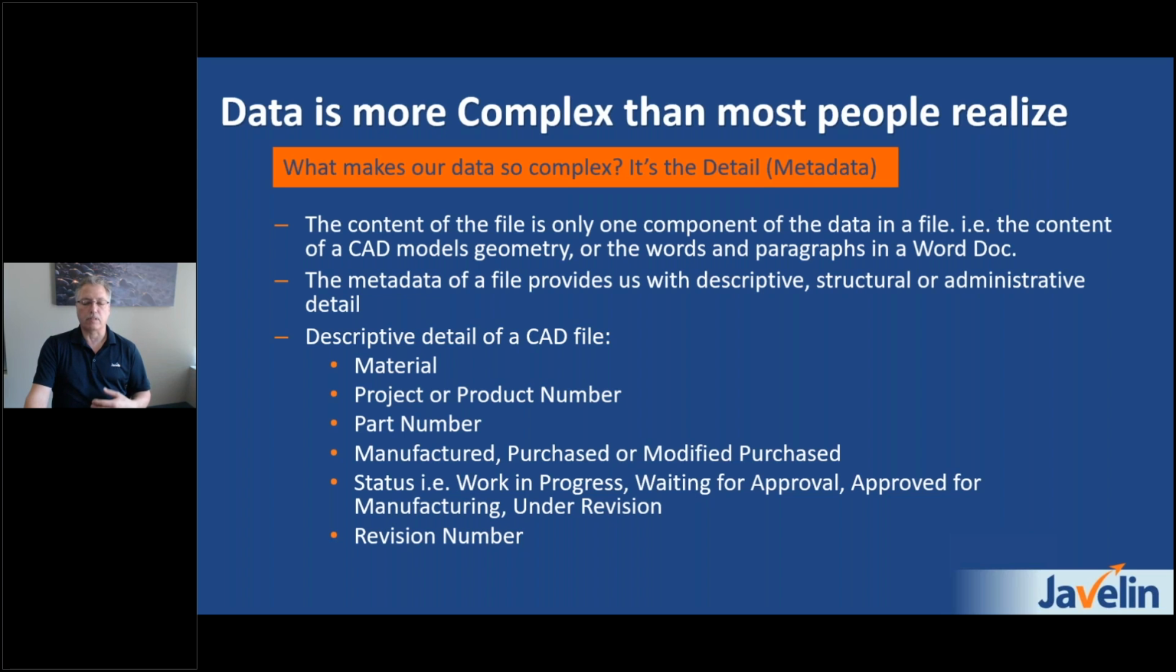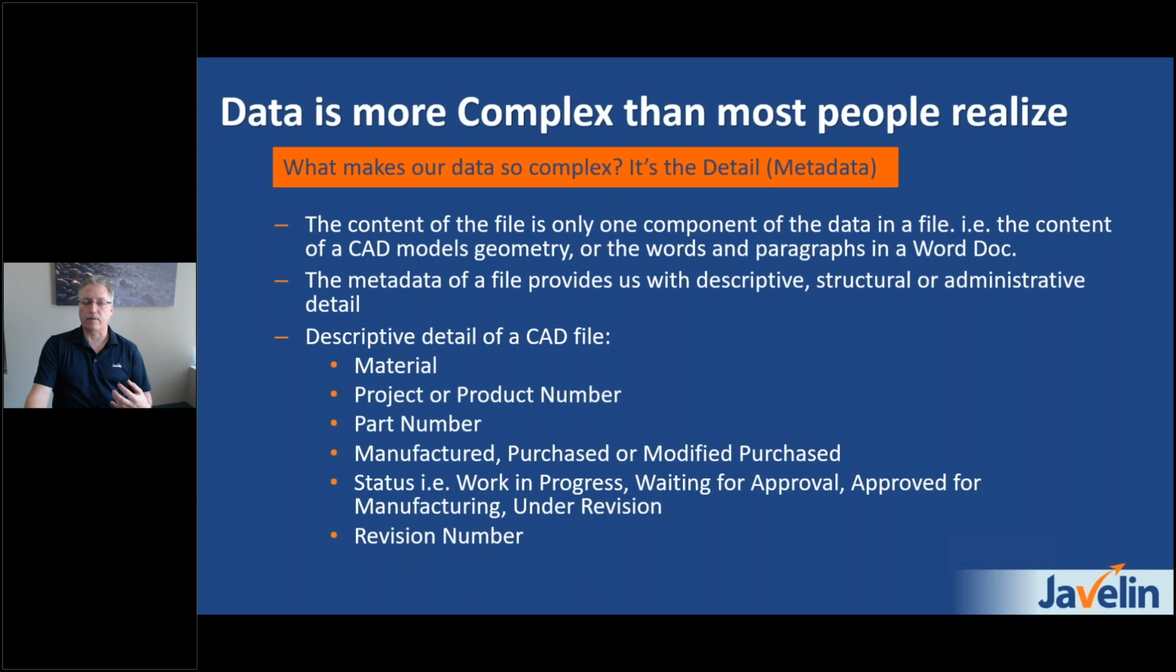Likewise with revision numbers and such, we need to make sure that people are only working with the latest and greatest revision in those areas like production and purchasing. However, in the engineering area, we need to make sure that they're working with the current file that's under revision. They don't want to always work with the latest and greatest.